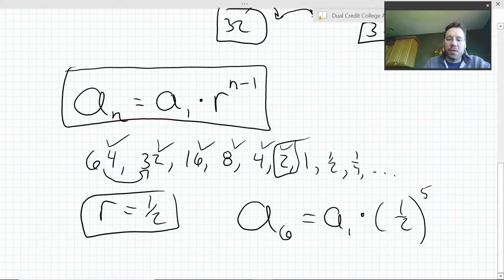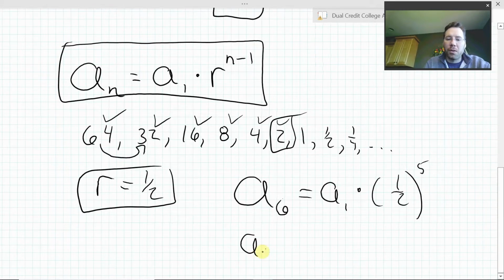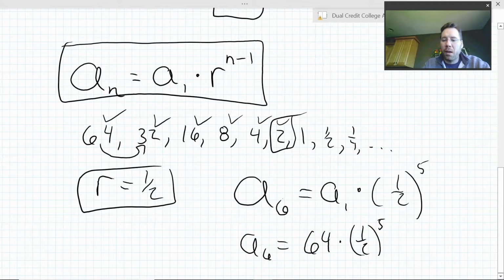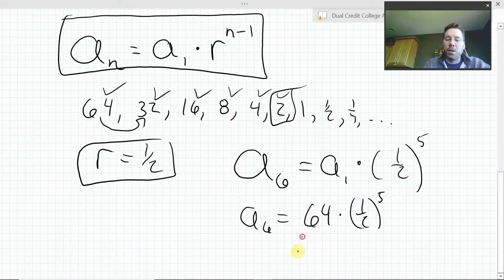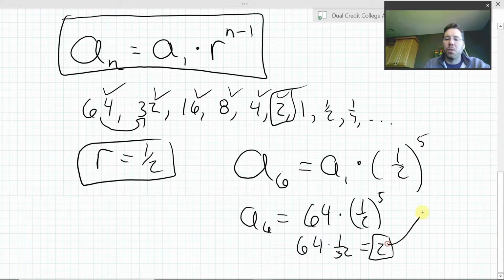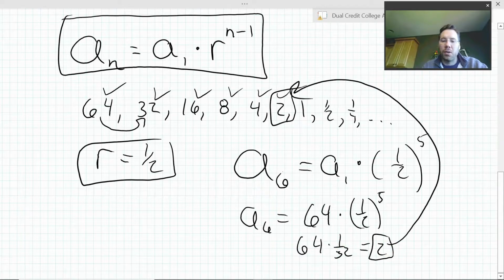So the first term is 64, so I have a sub 6 is 64 times a half to the 5th. You can take your calculator and put that in, but that's 1/32. 1 over 32 is a half to the 5th. So then I have 64 times 1/32, which is 2, which it is in our list. Okay. So that's the geometric series.